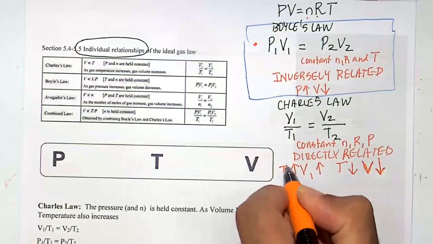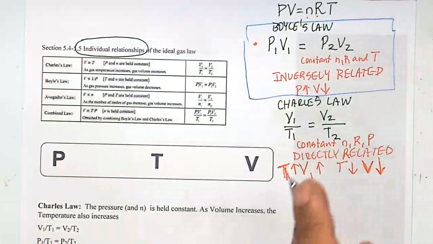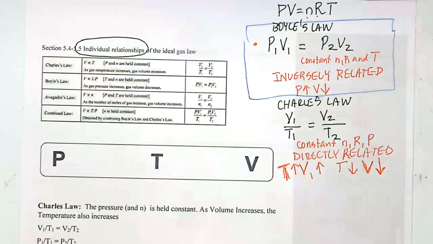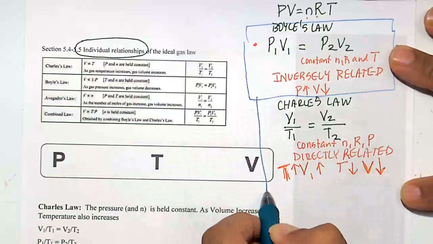So as T goes up, the volume goes up. This is why you cannot put hairspray near high heat, because the volume will expand so much. This is called Charles' law.